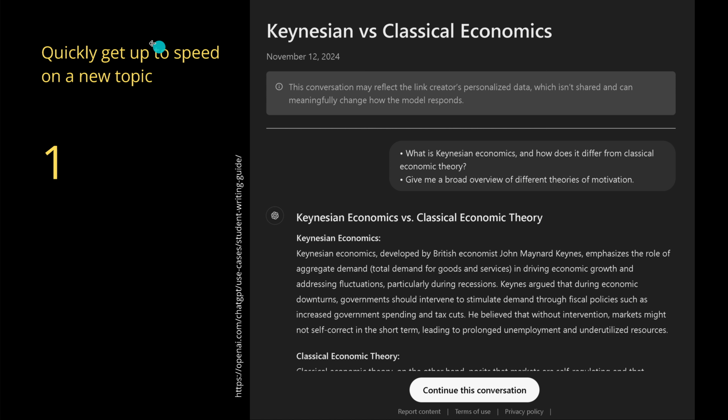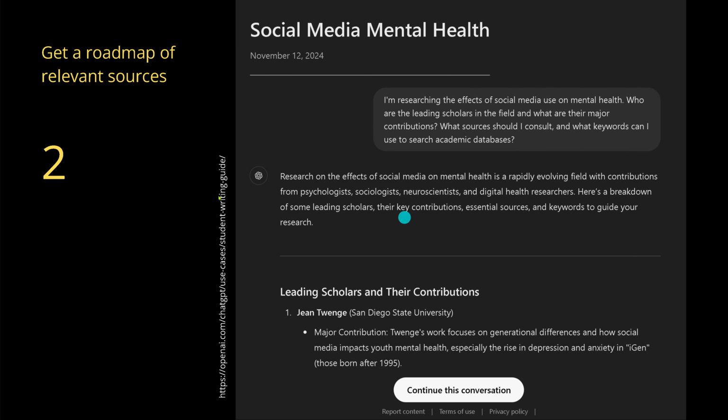Here you just see this is the instruction and this here is the prompt. So the example is, what is a specific type of economics and how does it differ from classical economic theory? Give me a broad overview of different tiers of motivation. So this is what OpenAI recommends as a prompt. Okay. Second, get a roadmap of relevant sources.